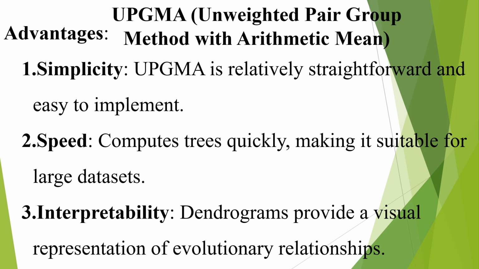Advantages: 1. Simplicity. Unweighted pair group method with arithmetic mean is relatively straightforward and easy to implement. 2. Speed. Computes trees quickly, making it suitable for large datasets. 3. Interpretability. Dendrograms provide a visual representation of evolutionary relationships.